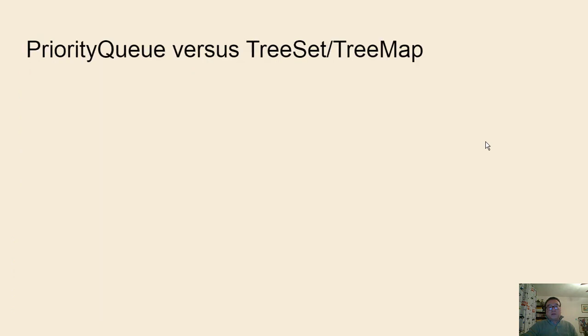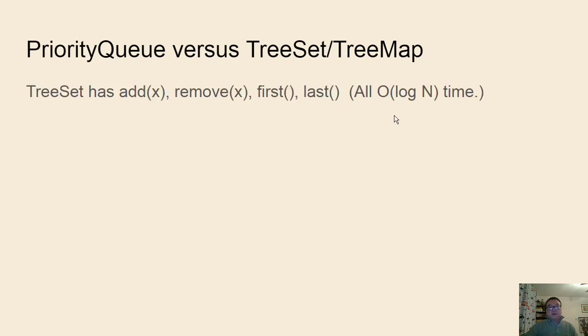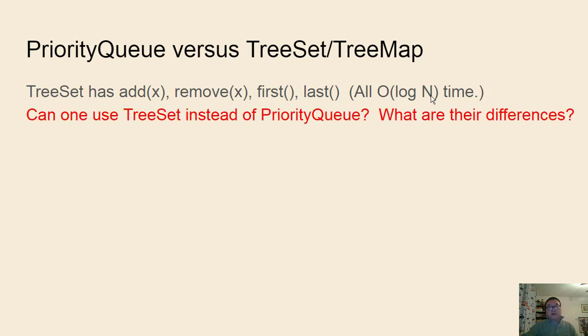Actually, we learned about set and map in a previous topic. TreeSet is the ordered set in Java. It's implemented using a tree and will provide the same functionality. It has add, remove, and it also has first and last. All of these are log n times. So the question is, can we use TreeSet instead of priority queue, under what circumstances we can, and whether there are cases that we cannot. What are their differences?